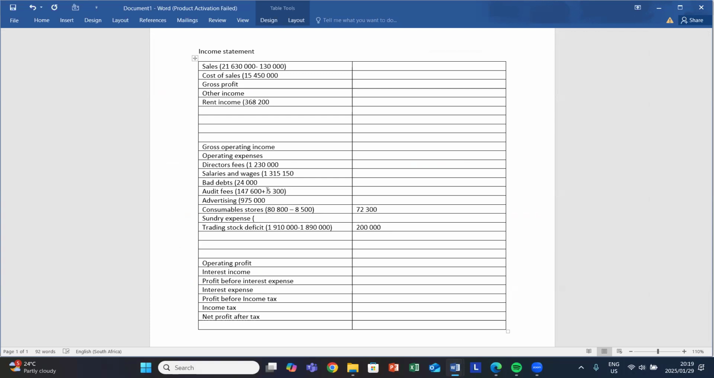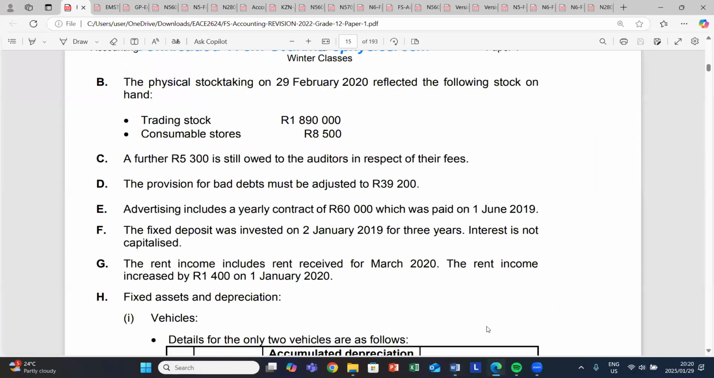Let's add them. 147,600 plus 5,000 rand. And then we'll get the auditor's fees as 152,600 rand. And then we go to the other one.